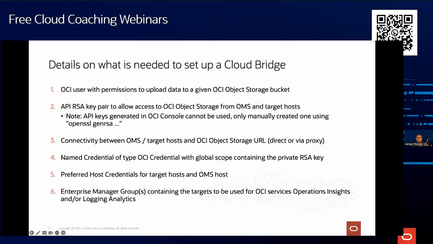Enterprise Manager needs to have full access to, or let's say, first we will create a credential which contains the API key, and this is what I've already set up, we'll go through it. We need preferred host credentials, because Enterprise Manager needs to submit jobs to the agent so that the agents will upload all the data from the individual database hosts to OCI. And we need an Enterprise Manager group, which contains all the targets, the host targets and database targets.